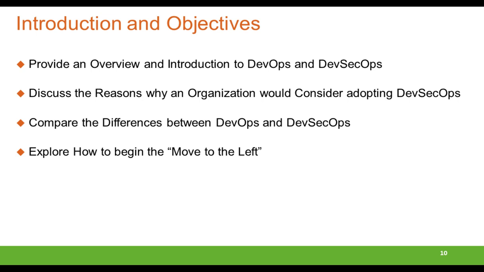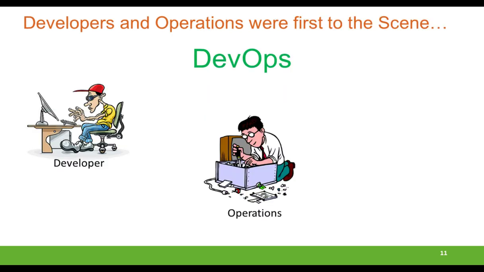So, introduction and objectives. What are we going to cover today? An overview and introduction to DevOps and DevSecOps. So we'll go through that. Talk about the reasons why an organization would consider it, right? And to me, this is fundamentally what it's all about at the end of the day, right? You've got to answer that question. Why is it important to us? Why does it matter? Why should we care? And then take a look at some of the differences, and then ultimately explain how to do it. That's what I really want to be able to do.